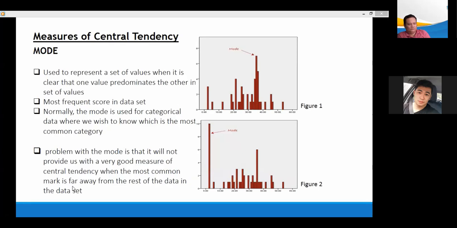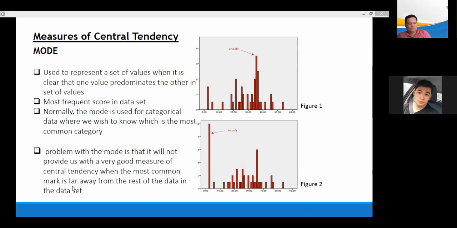Another measure of central tendency is the mode. Mode is used to represent a set of values when it is clear that one value predominates the others in a set of values. Mode is the most frequent score in a dataset. Normally, the mode is used for categorical data where we wish to know which is the most common category. The problem with the mode is that it will not provide us with a very good measure of central tendency when the most common mark is far away from the rest of the data in the dataset.